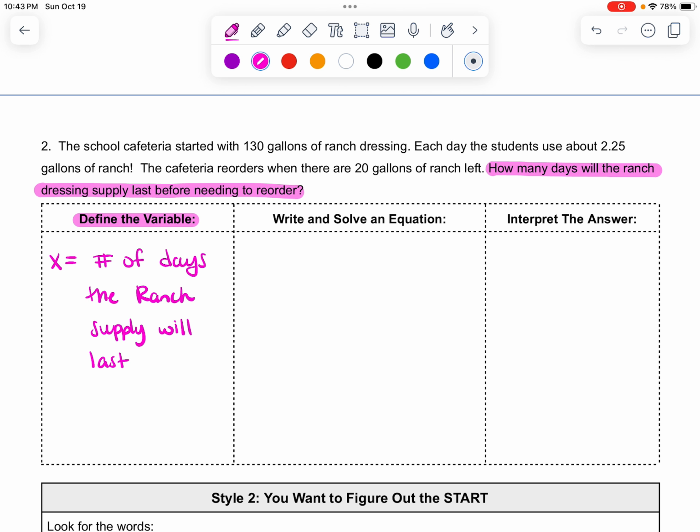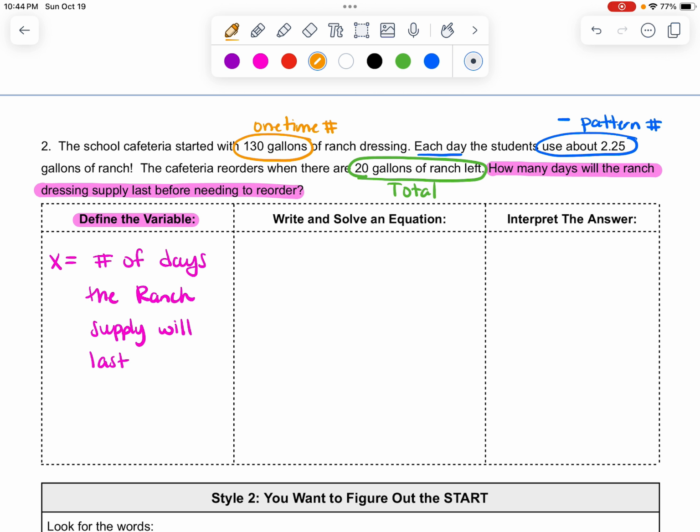It says here we started with 130 gallons. That's going to be a one-time number. You only have that amount at the start. Then it says they use 2.25 gallons of ranch each day. So if they use it every day, that's a pattern. But it's also going to be a subtracting pattern because we're using it up. At the end, I'm going to reorder when there's 20 gallons left. So that's the total at the end. That's how much is left.